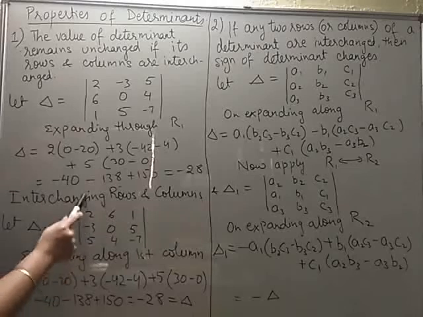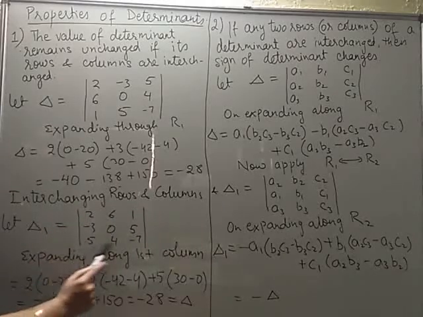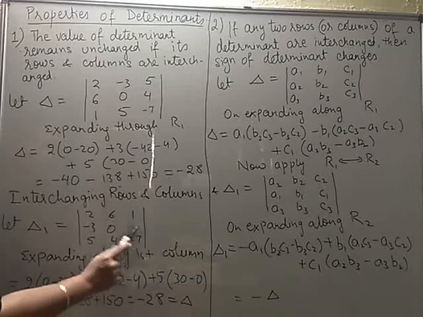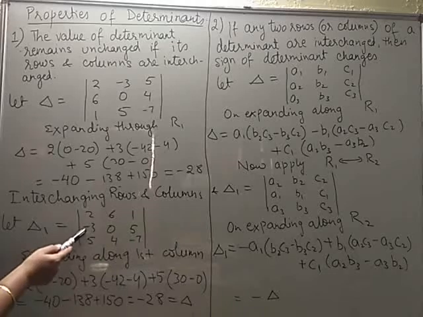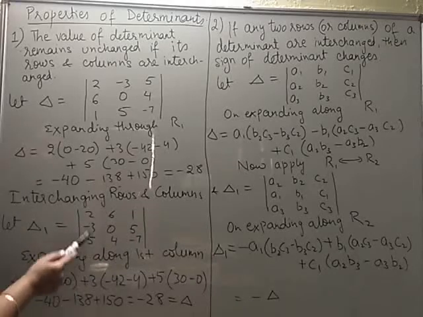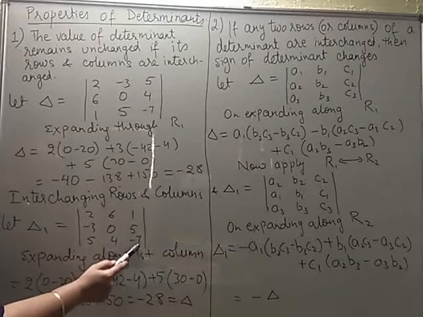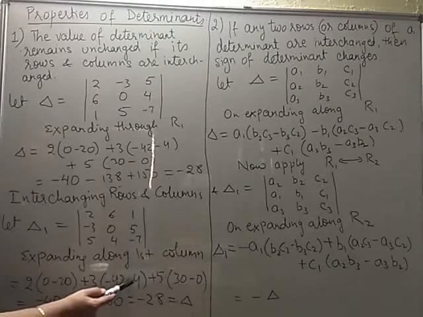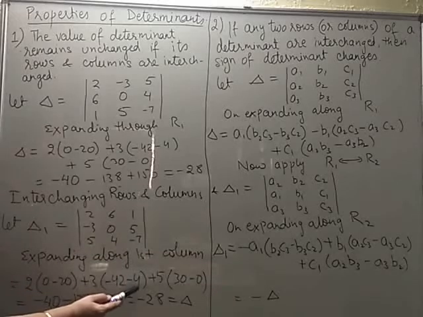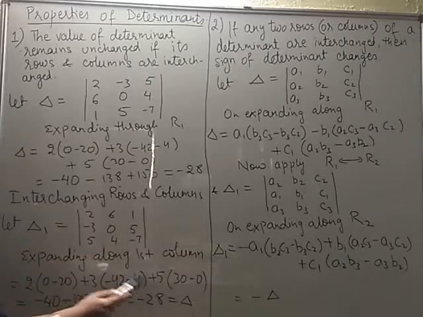So expanding it through first column. So 2, you hide its row and column. So these are the 4 elements left. Solving it, 0 into minus 7, 0. Then 4 into 5, 20. Then this gets multiplied with minus 1. So we get plus 3 here. Now you hide its row and column. So these are the 4 elements in the minor determinant. 6 into minus 7, minus 42. Then minus 4 into 1, 4. Then 5 gets multiplied with plus 1. So it is plus 5.